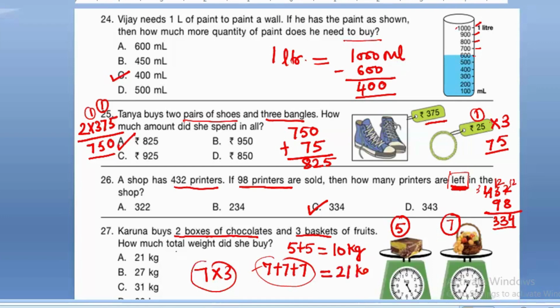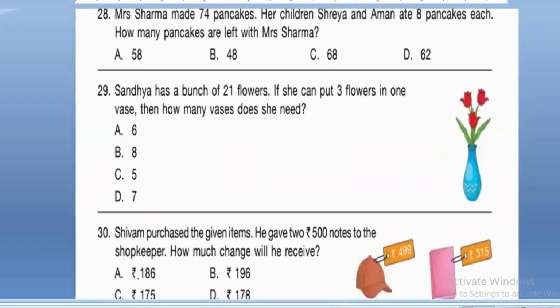Okay. Now the question is asking about the total weight. So what are we supposed to do here? We need to add the weight of both the things. So what are we getting after adding both the things? We are getting 31 kgs. So what will be the correct answer? Option C, 31 will be our correct answer. Understood? Okay, let's move on.